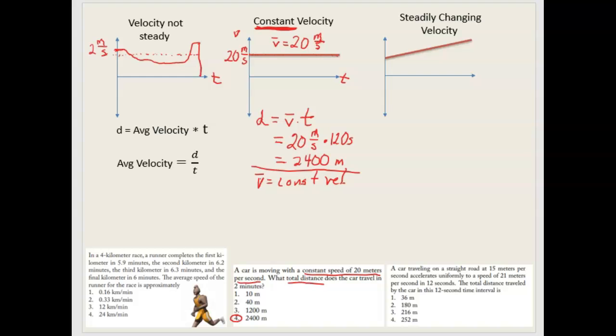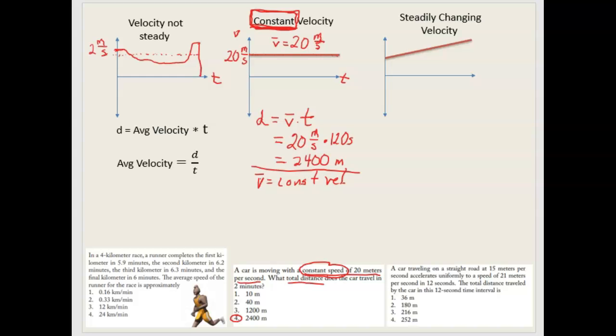Okay, so besides the unit conversion from minutes to seconds, the key was understanding that if you're traveling at a constant speed, my average speed is the same as my constant speed. If I'm traveling at a constant velocity, my average velocity is the same as my constant velocity. So when you see constant velocity or constant speed, you should be thinking to yourself, they just told me the average velocity or average speed.